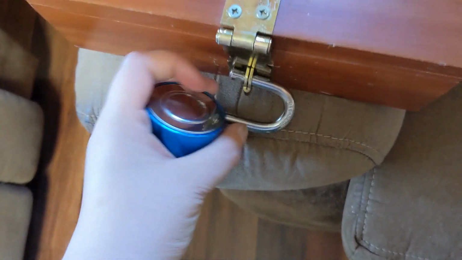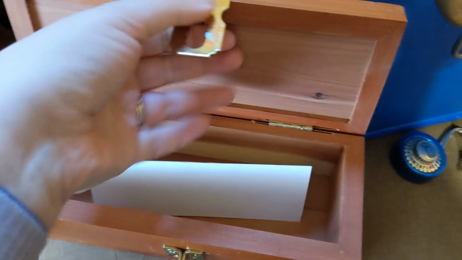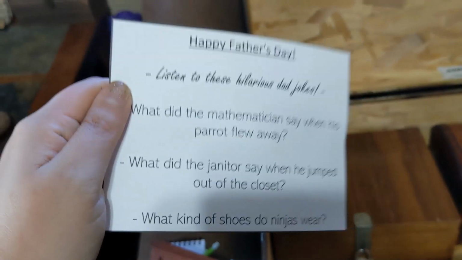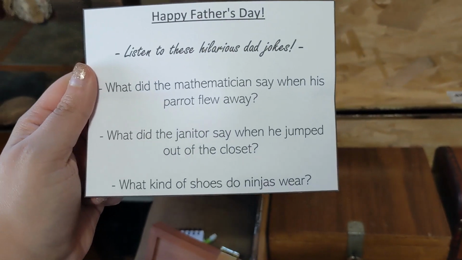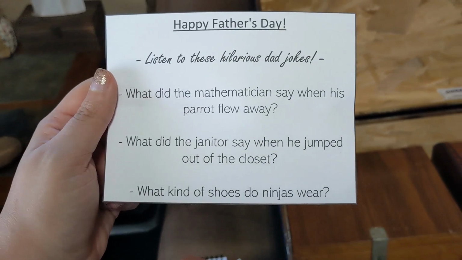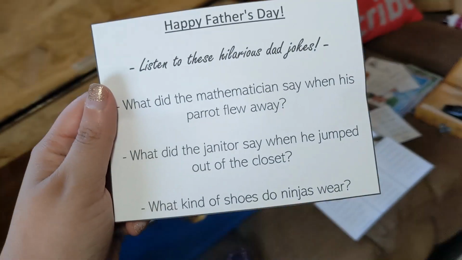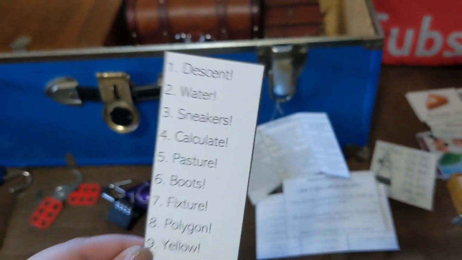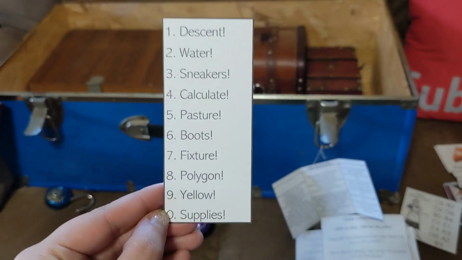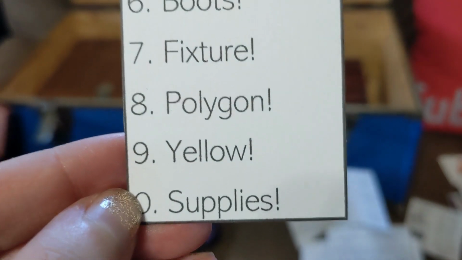Okay, got that one off. One more paper clue. Happy Father's Day. Listen to these hilarious dad jokes. What did the mathematician say when his parrot flew away? Well, you can try and figure it out yourself, or you can look at this list. This goes with the Father's Day clue. So, what did the mathematician say when his parrot flew away? Polygon.